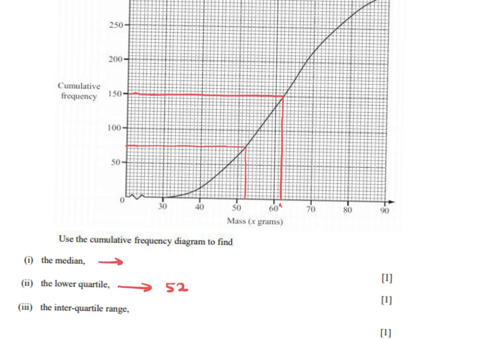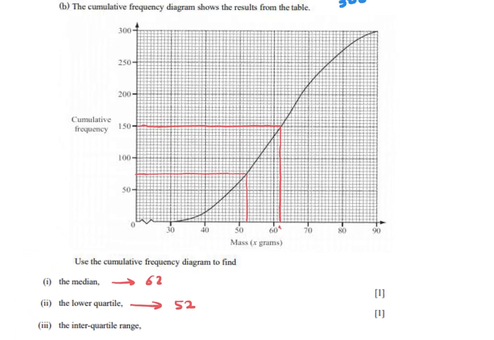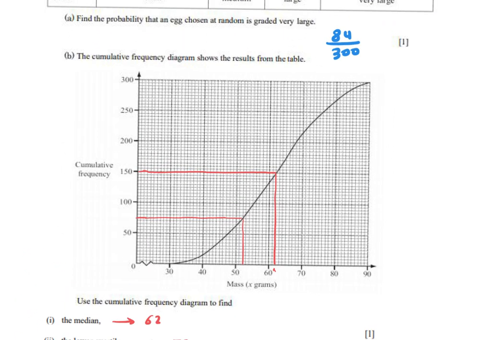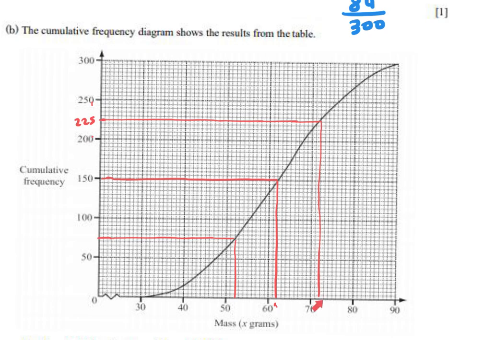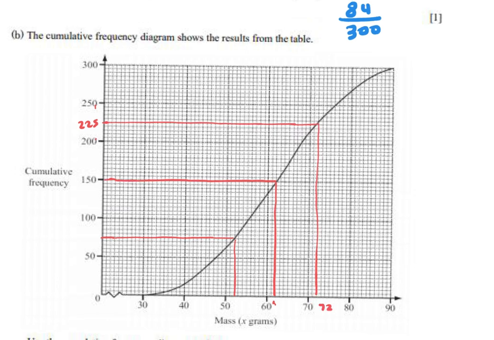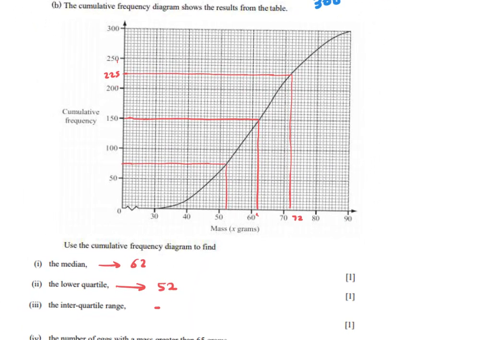And the median 62. Now to find the interquartile, we need to find the upper quartile, then subtract upper minus lower. So to find the upper, multiply 300 by 3 over 4. 300 times 3 over 4, so 225. 225, the halfway between 200 and 250. So the upper quartile is 72, or between 71 and 72, we can consider 72. Now to find the interquartile, 72 minus 52, so 20.